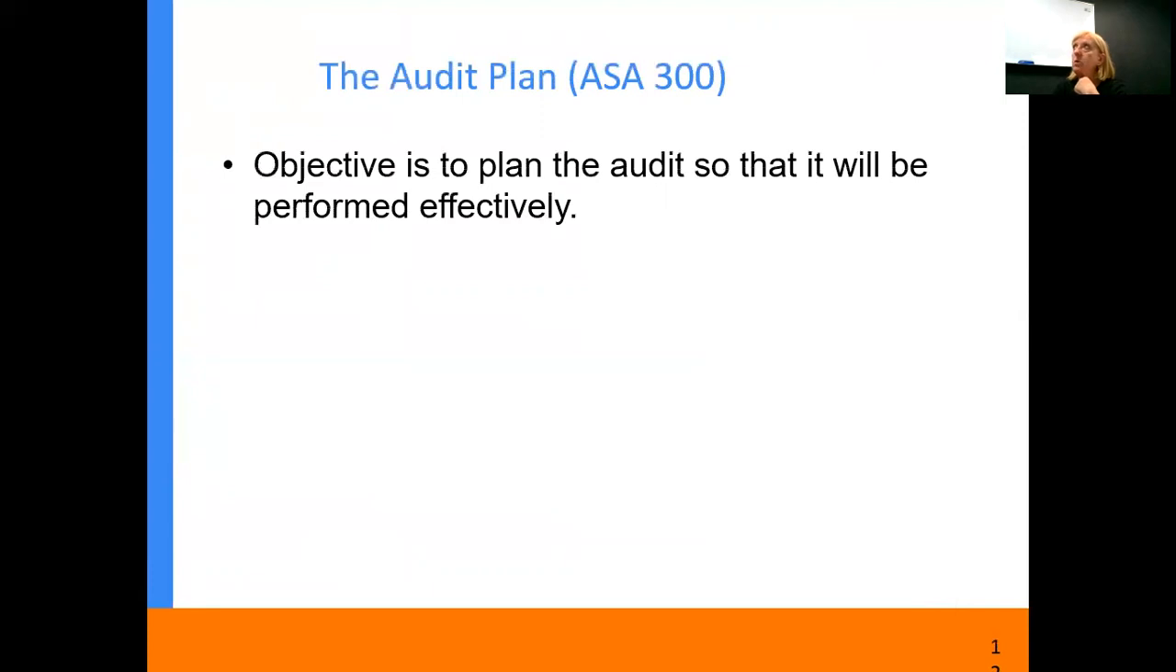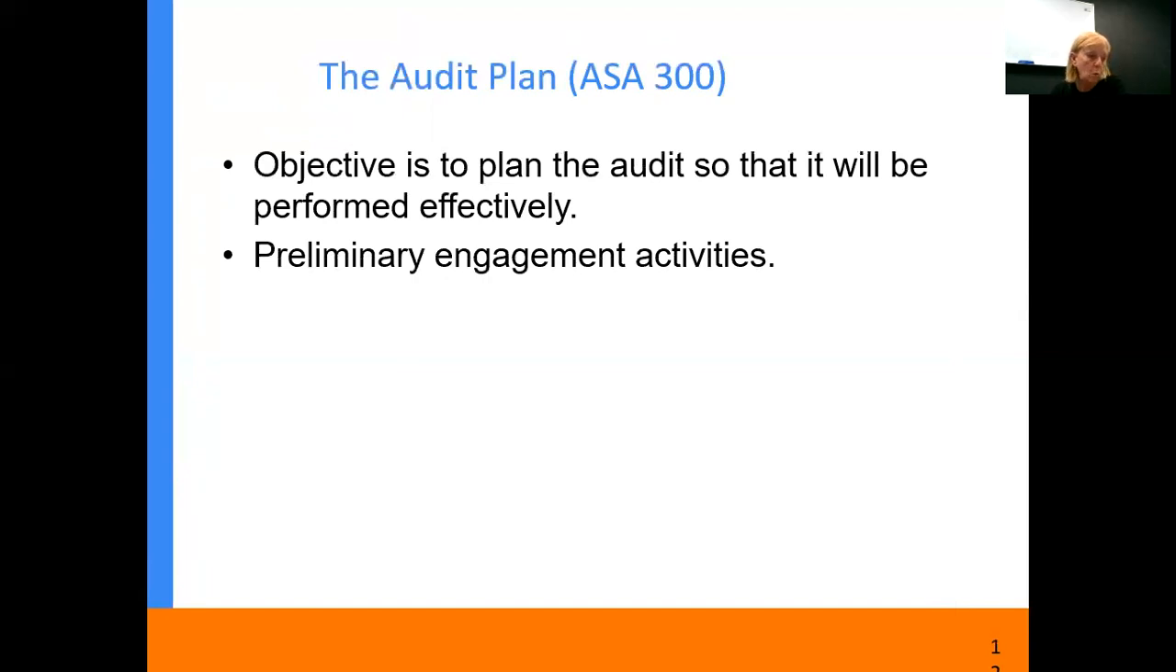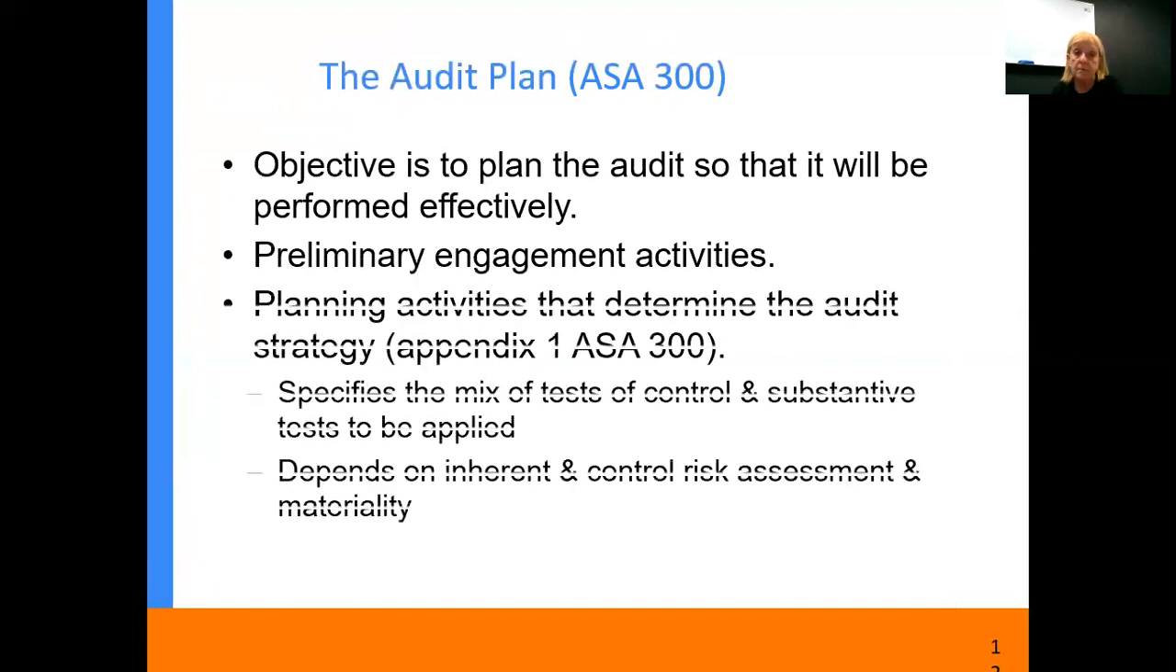Now, the audit plan. We talked about this earlier in the course. The objective is to plan the audit so that it will be performed effectively. And we also want to plan it so that we make some money out of it too. So we want to have efficiencies in there. It's not the primary objective in planning the audit, but it's certainly important in terms of the firm. We need to look at all the preliminary engagement activities. What sort of things do we have to do before we actually commence this audit, or before we write the engagement letter?